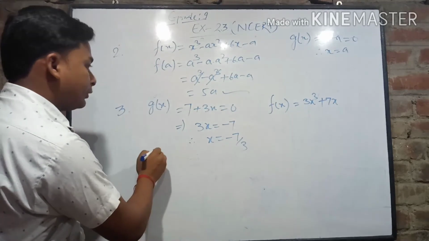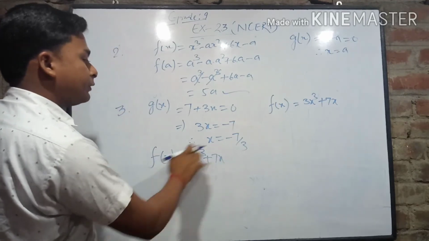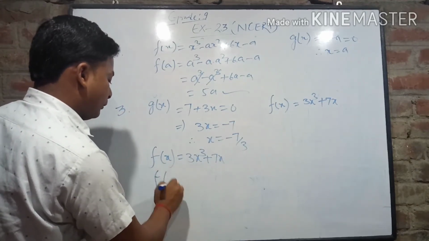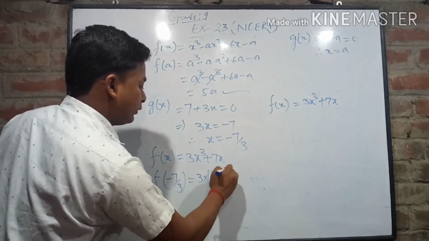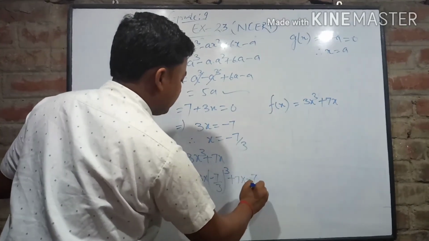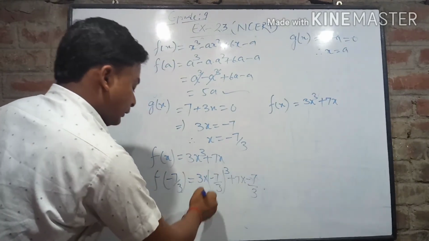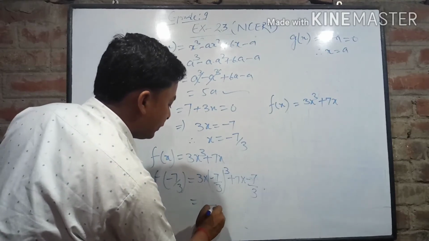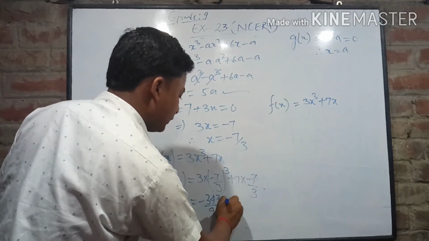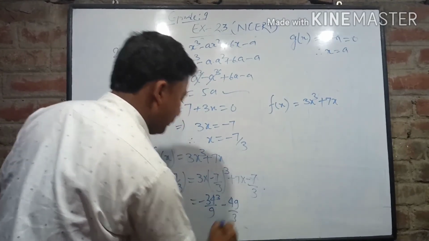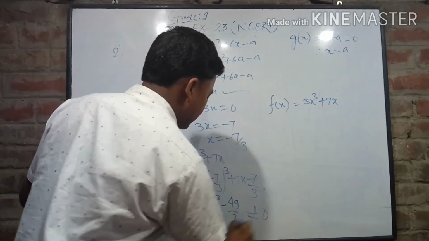Now if we substitute the value, function of x is given as 3x cube plus 7x. If we substitute this value, f(-7 upon 3), 3 into (minus 7 upon 3) whole cube plus 7 into minus 7 upon 3. Now my dear, 3 will be cancelled, so in the denominator it is 9, minus 7 cube is 343 and minus 49 upon 3. It means both are negative, so this is not equal to 0, we can surely say that.